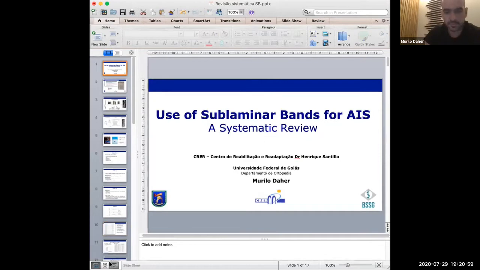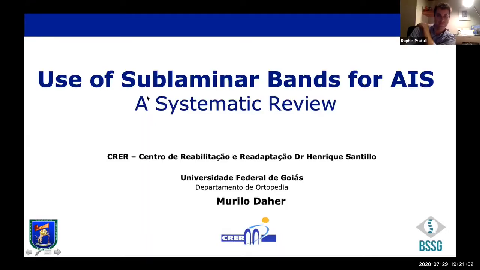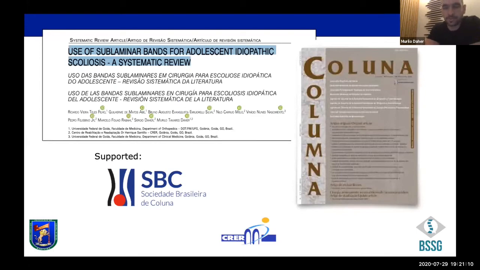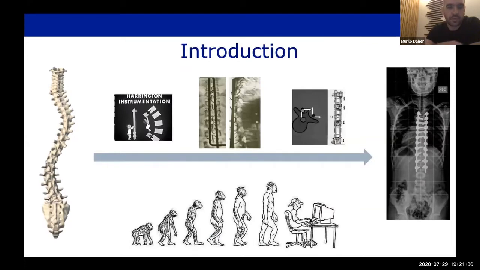Okay, so this is a paper that we published in our journal, Revista Coluna, from our society. It was a thematic review of the literature about sublaminar bands in the idiopathic adolescent population. It was supported by the Brazilian Spine Society, which made a task force for doing some systematic reviews, and this is one of these.